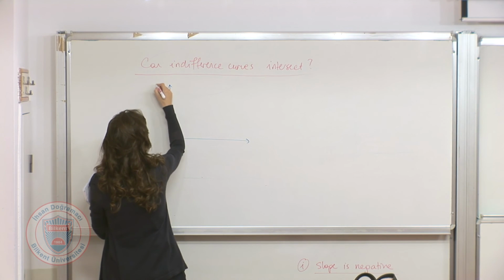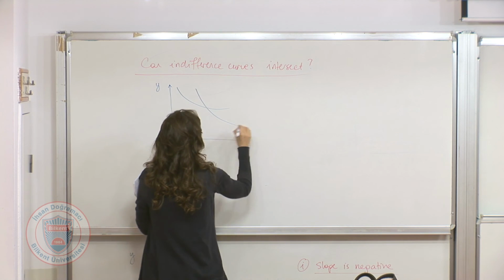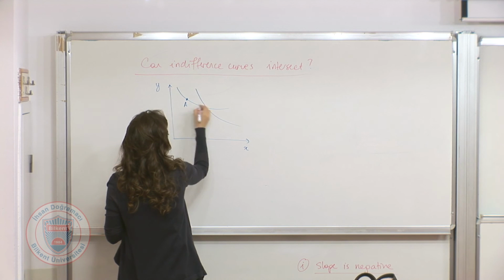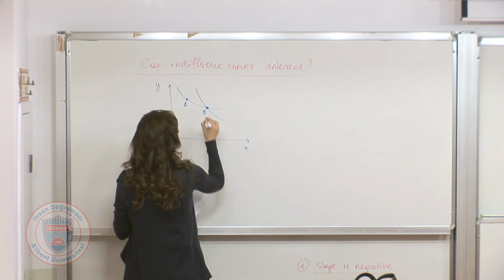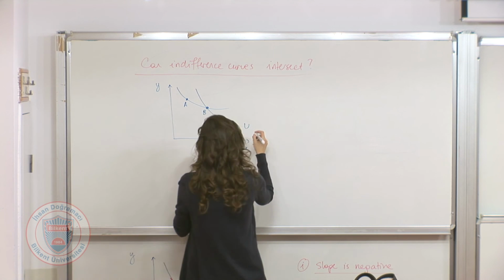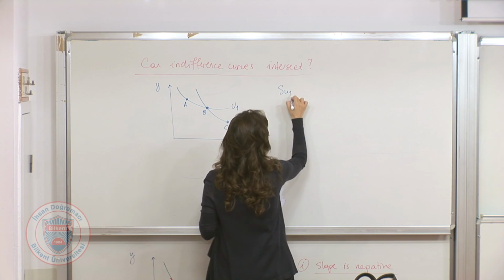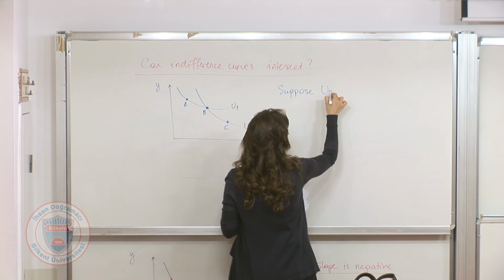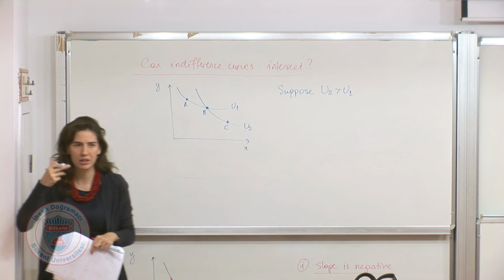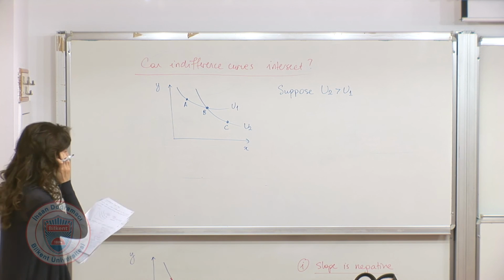So let me actually draw this. Let me have a case where they intersect, okay? And let me put some bundles on this. Let me call this A, let me call this B, and let me call this C here. Let's call these curves U2 and U1. Suppose U2 is greater than U1. This is without loss of generality. You could have done it the other way around too, okay?